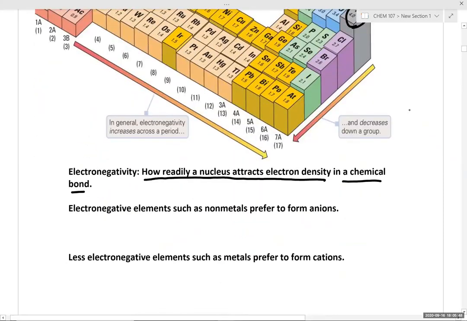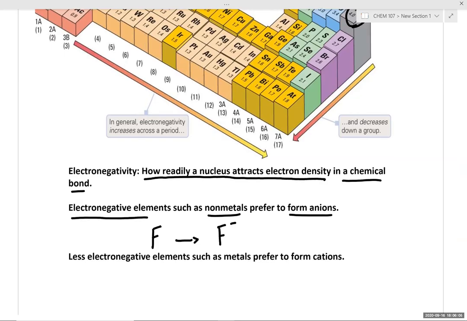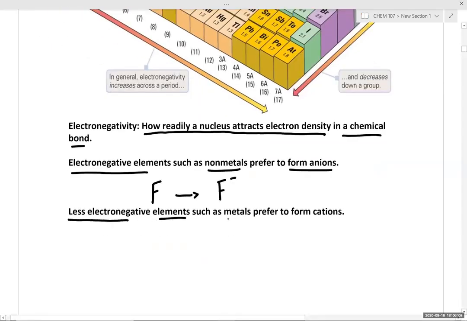So electronegative elements, such as nonmetals, prefer to form anions. That's why fluorine, in general, prefers to form the anion F-. It wants to gain electrons. It's very electronegative. Less electronegative elements, such as metals, prefer to form cations. Less electronegative elements would rather lose their electrons. They don't hold on to their electrons very strongly. That's why something like aluminum, for example, would much rather form a cation, such as aluminum 3+.